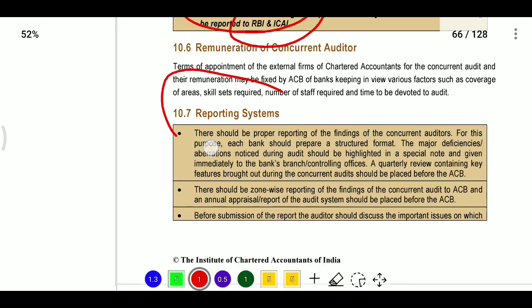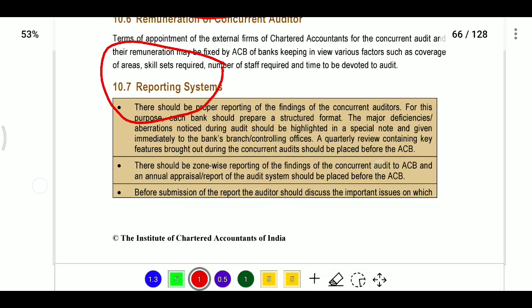Next, reporting systems in concurrent audit. There should be proper reporting of findings of the concurrent auditor in a structured format. So they need to maintain a structured format, and report whatever findings they get in it. Next, there should be zone-wise reporting of findings of the concurrent audit to the ACB. So whatever they get zone-wise, they need to report it to the ACB.